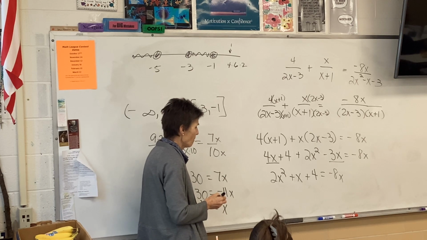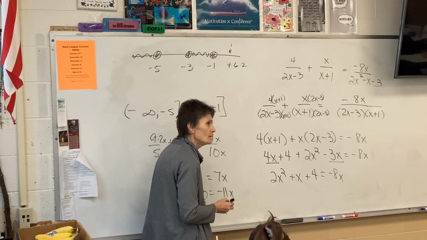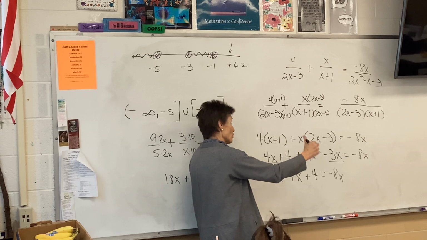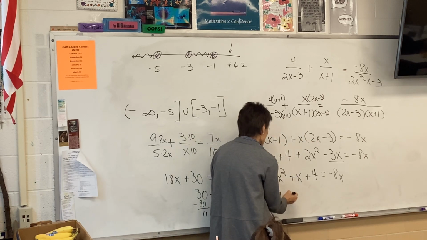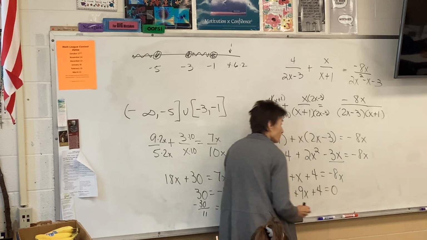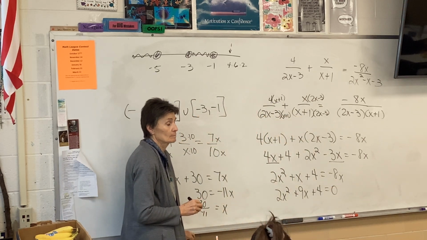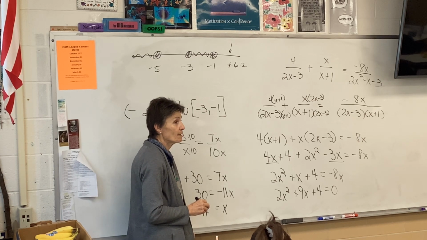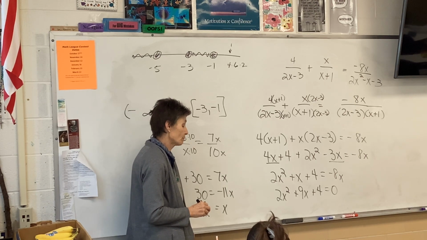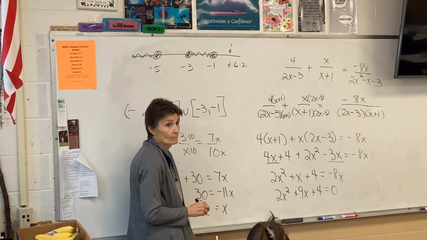What do I need to do now? You want to get a 0. So you're gonna combine those, but you're gonna move the 8x over here. Add 8x. So that's gonna be 2x squared plus 9x plus 4. Anytime you have a squared, you're gonna want to get 0. Believe it or not, that factors.